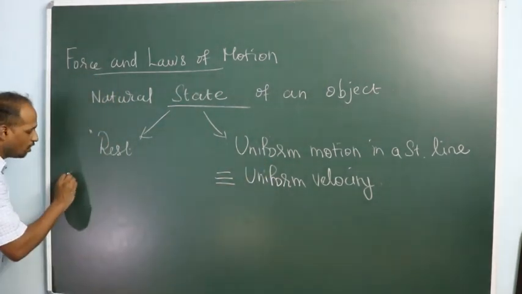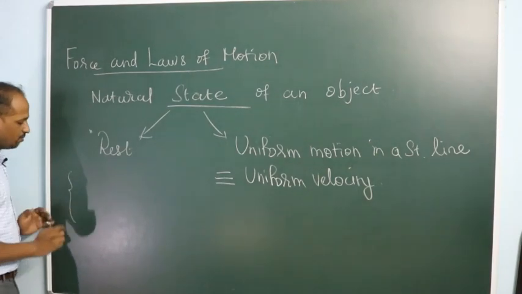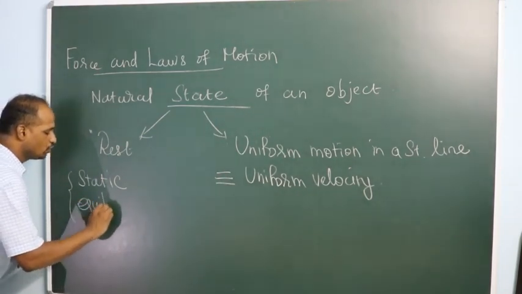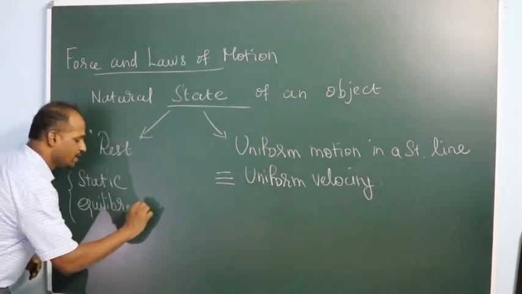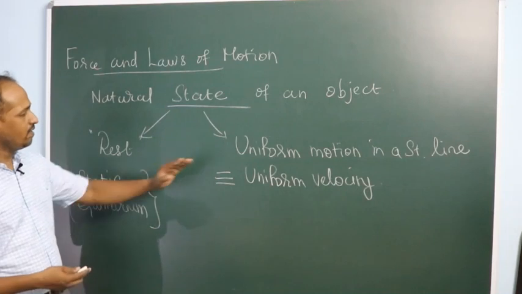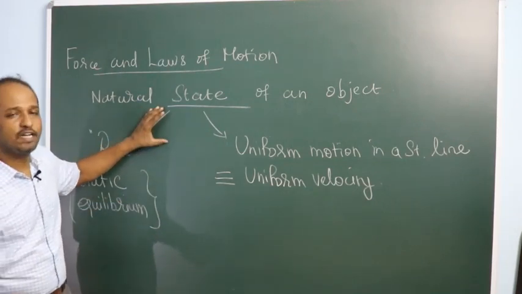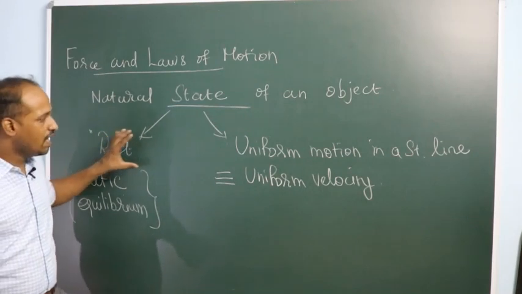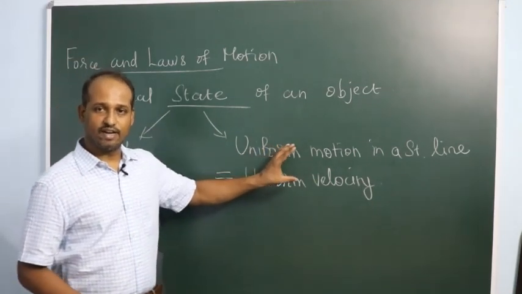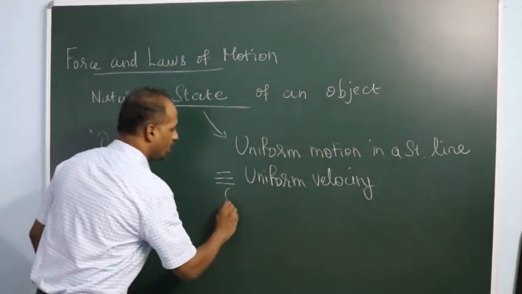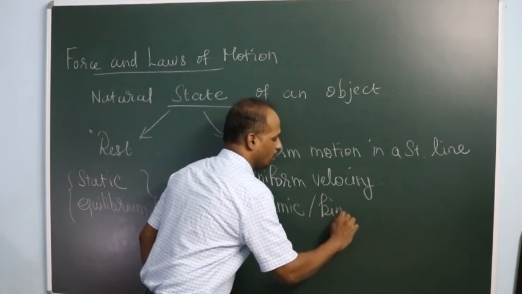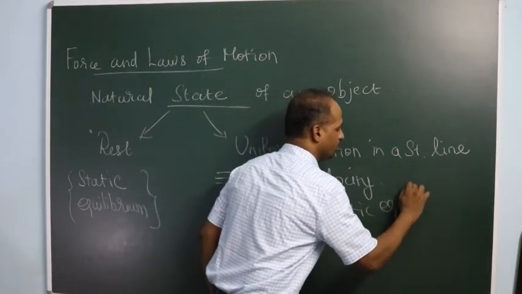State of rest is called by a technical physics term, static. Static refers to rest: static equilibrium. I will explain equilibrium a little bit later after introducing the concept of balanced and unbalanced forces, and you just remember this. So there are two natural states of an object: at rest, and uniform velocity. Uniform velocity means the object goes in a straight line with the same speed, and that is called dynamic or kinetic equilibrium.